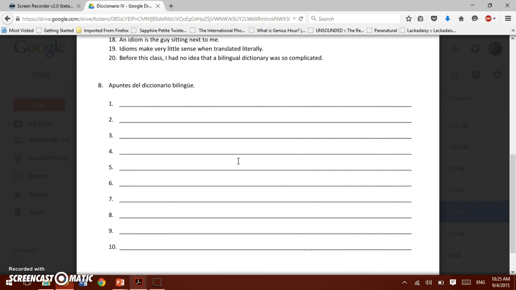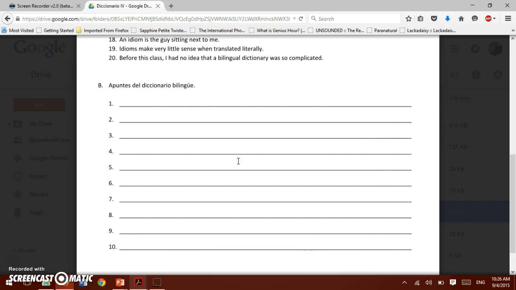additional notes. We will be having a quiz on the bilingual dictionary on Friday, even though I'm not here. So if you have any questions, you need to email me as soon as possible. Since I'm in England, I'm going to be 6 hours ahead of you, so if you have a question, make sure you email me as soon as possible so that I can answer that question in a timely manner.